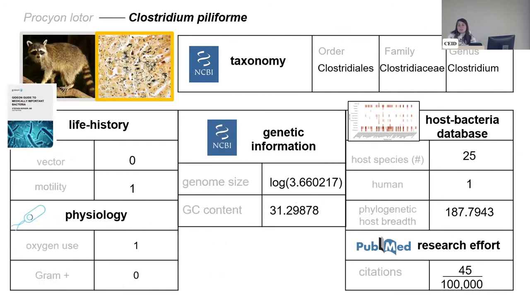Similarly, we can do all those same mechanisms for the pathogen. We also get life history and physiological information. With bacteria, we were able to get more genetic information, like genome size and GC content. We were also able to calculate some other metrics from our host-bacteria database: the number of species hosted by this bacteria, whether they're in humans or not, and the phylogenetic breadth. So how related or unrelated are the different hosts of this bacteria species?